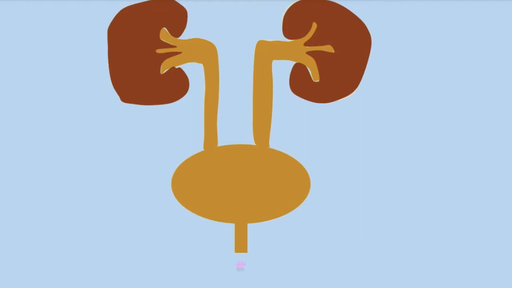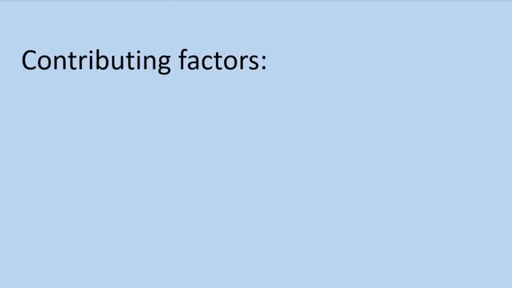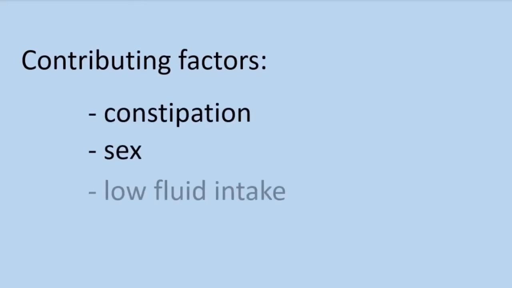Normally, the urinary tract is sterile. Sometimes bacteria from the skin can get into the urethra and migrate back up the urinary tract, causing urinary tract infections. The most important contributing factors are constipation, sex, low fluid intake, cold.